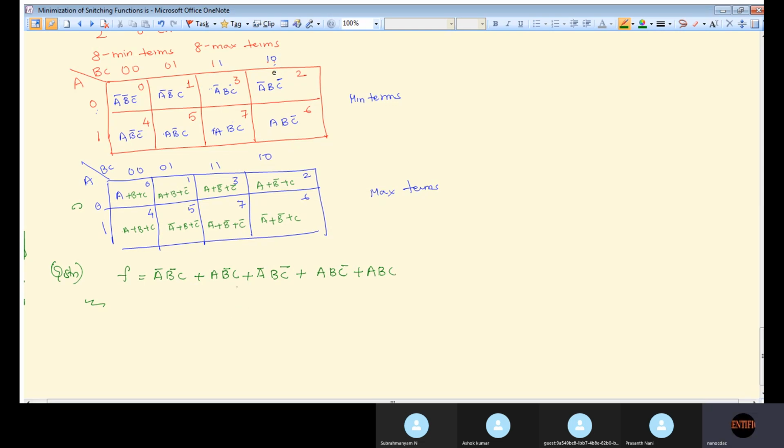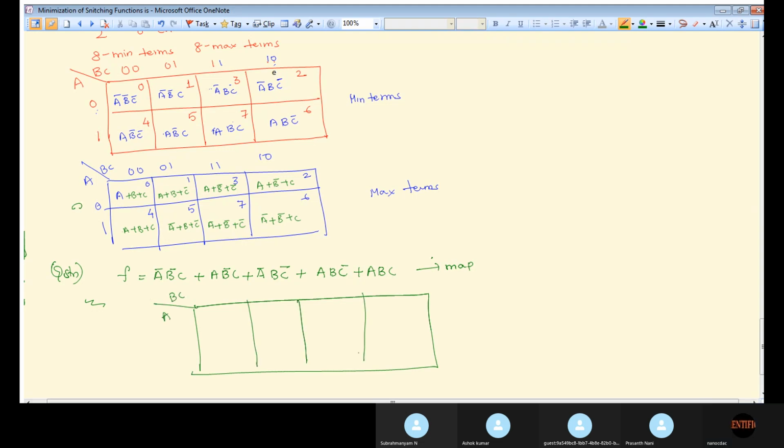So now what we need to do is simply map. Okay, I want to do a map, reduction. Okay, if you want to map this one, just fill the blocks, that's it. Okay, that's it. A B C. So here 0 1 2.